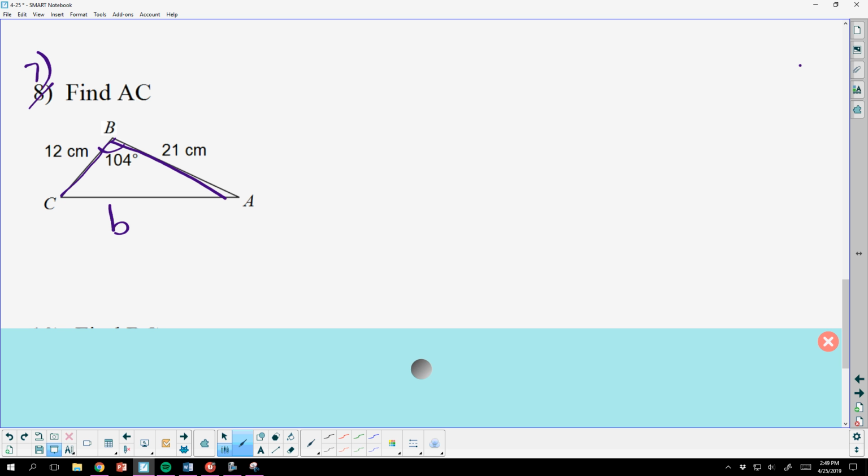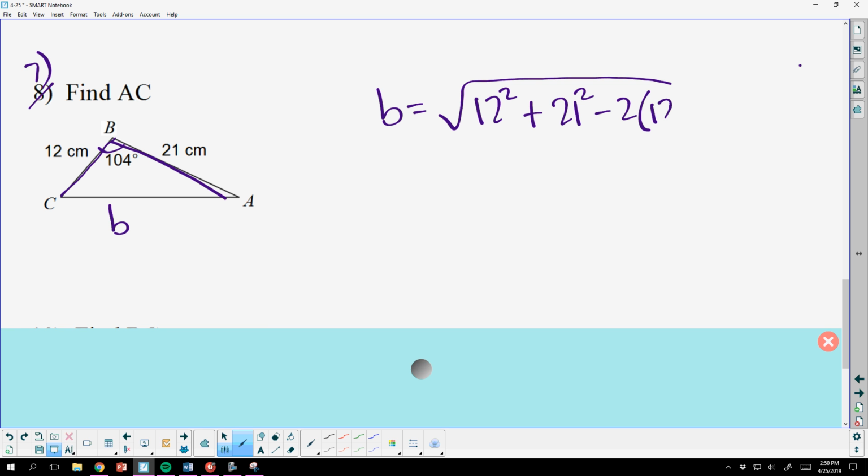Do you remember the law of cosines? The good news is you won't have to memorize this for the final. I'll write it up here on the board. So the formula is the square root of 12 squared plus 21 squared minus 2 times 12 times 21 times the cosine of the angle, 104.